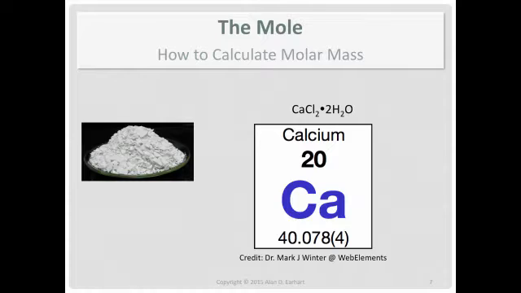Look at the atomic weight of calcium, 40.078, and there's a 4 in parentheses. Well, if you look at that WebElements periodic table, there's a footnote at the bottom. And if there are no numbers in parentheses for the atomic weight, the uncertainty is assumed to be plus or minus 1 in the last decimal place. However, the uncertainty for calcium is actually plus or minus 4 in the last decimal place.